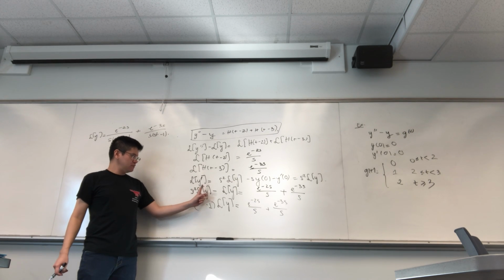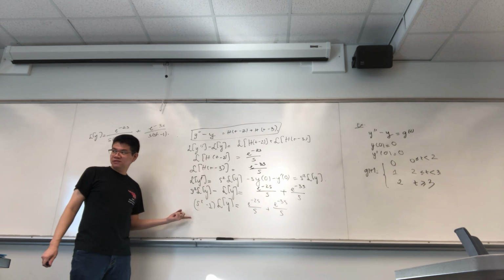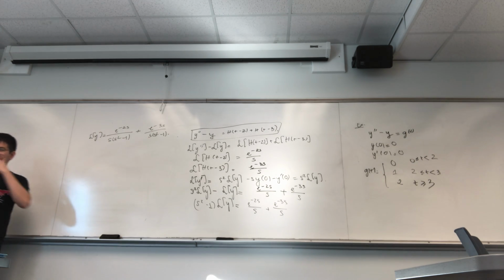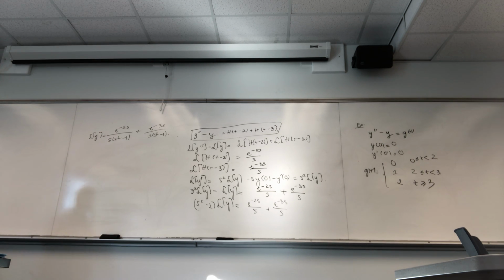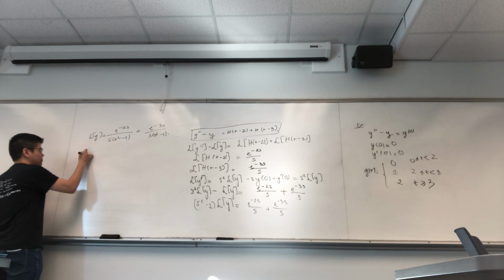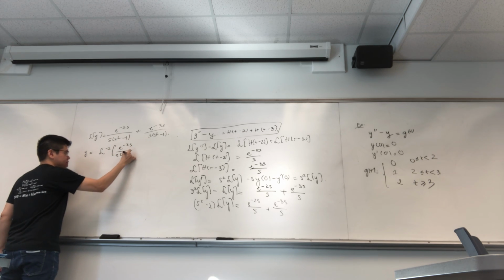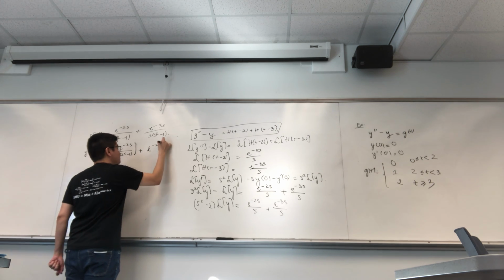I explain again. Here s squared Laplace transform of y minus Laplace transform of y is s squared minus 1 times Laplace transform of y, and this is this guy. I divide both sides by s squared minus 1. So what is the next step? Now we want to find the inverse Laplace transform of 1 over s times s squared minus 1, because then we can use our formula for the Heaviside function to incorporate the exponential. So now you want to compute the inverse Laplace transform of this guy, plus the inverse Laplace transform of this guy.